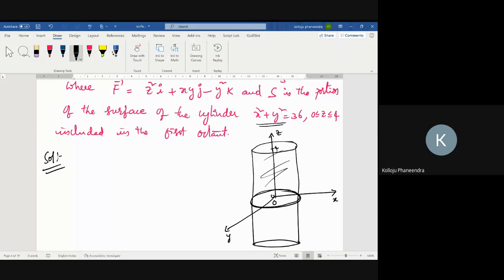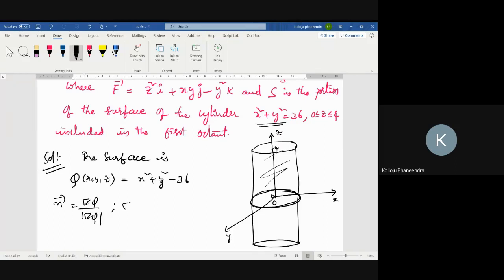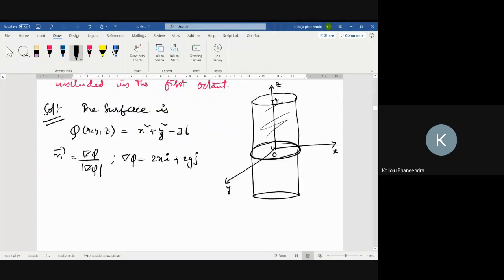Okay. So first, the surface is phi of xyz equal to x square plus y square minus 36. Then what is the normal? Then n bar equal to del phi by mod del phi. What is del phi? Dou by dou x, that is 2x i. Dou by dou y, that is 2y j, plus dou by dou z is not there. Z is not there, therefore 0. So del phi is over.